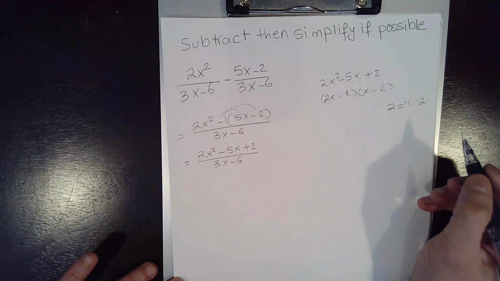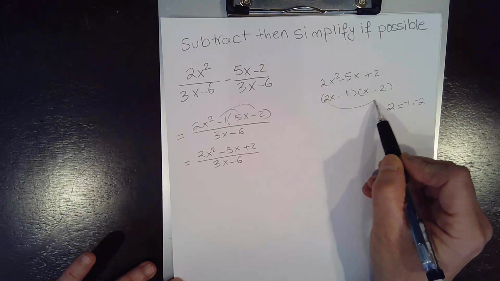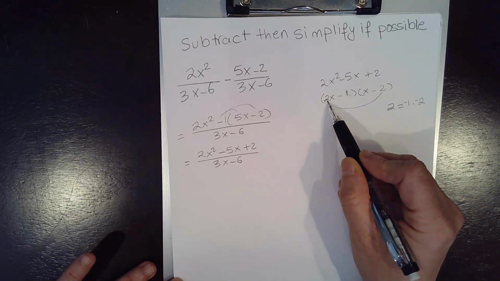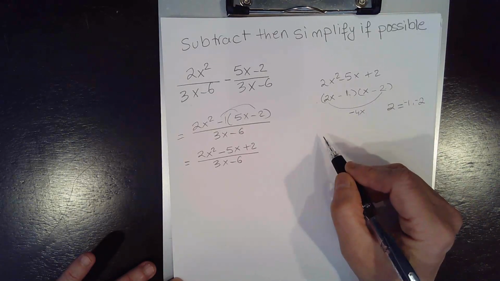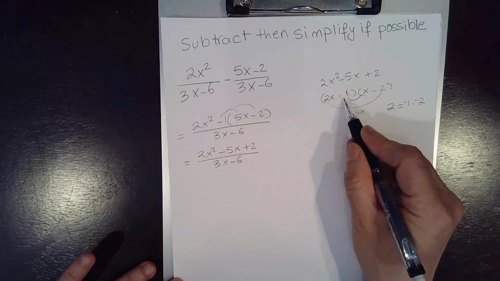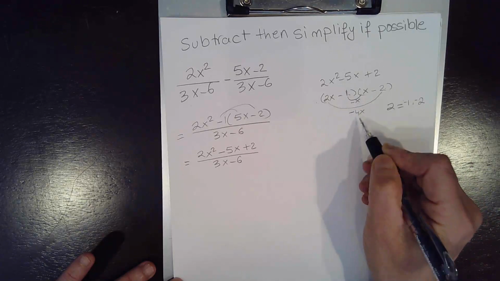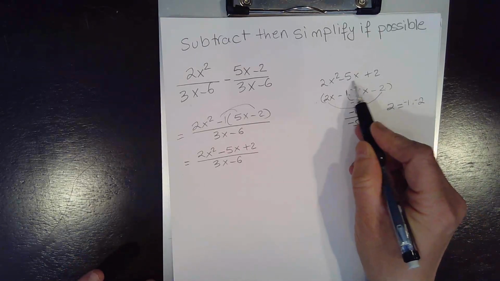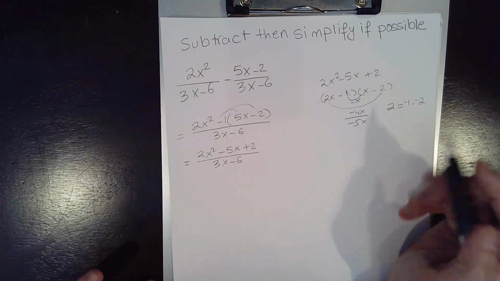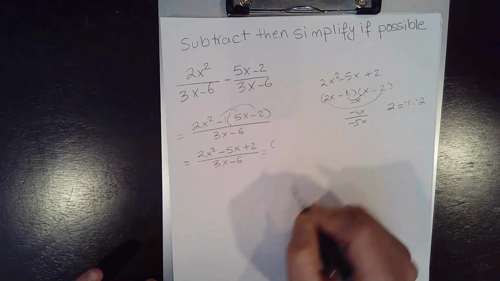You can almost check it right away from here. When you multiply negative 2 by 2x, you get negative 4x. The outer terms and the inner terms: negative 1 times x is negative x. So negative x minus 4x gives me negative 5x, and that's my middle term. That's what I want. So we have the factoring for 2x squared minus 5x plus 2.